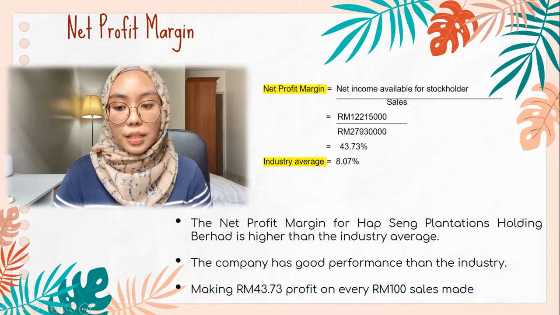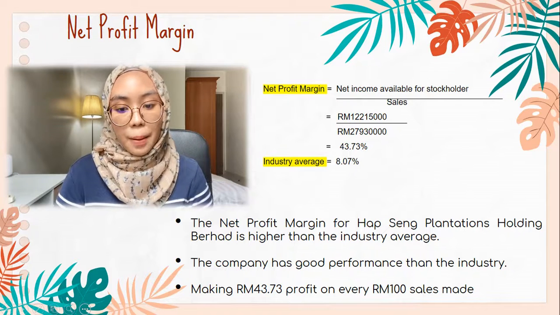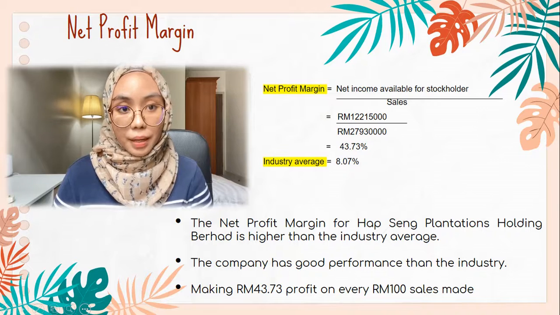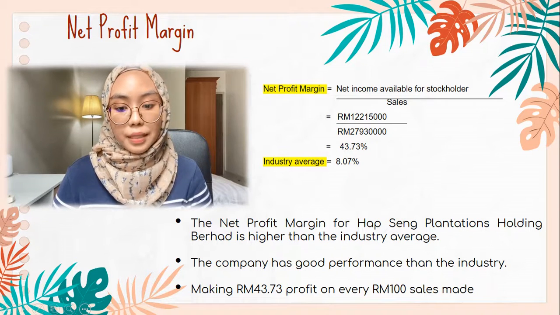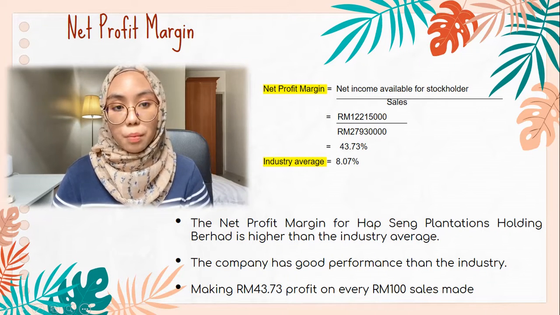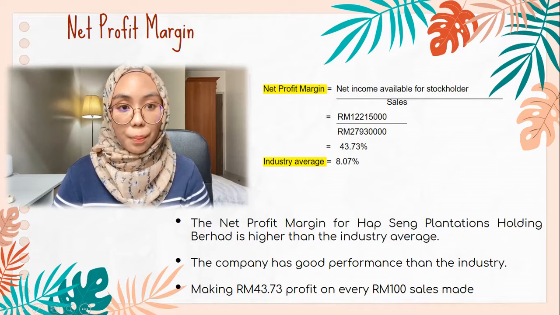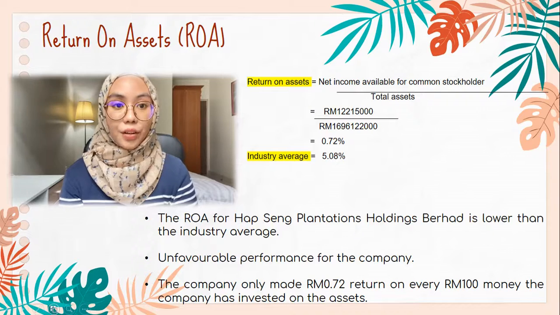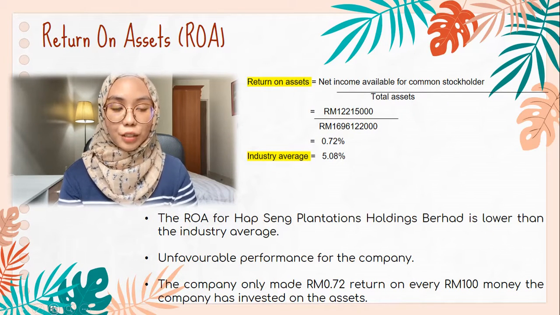The possible causes for the high net profit margin might be due to the low amount of operating expenses and financial expenses that the company has incurred. Besides, the company also shows favorable performance according to its operating profit margin and gross profit margin. Return on assets, or ROA, refers to the firm's effectiveness in utilizing the assets to generate profit.